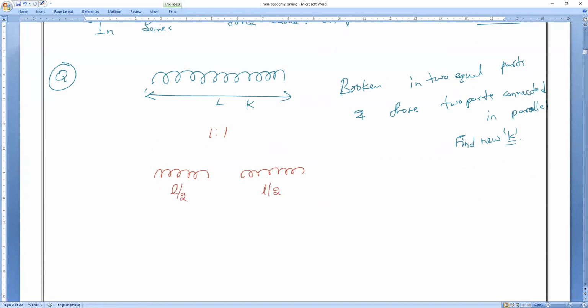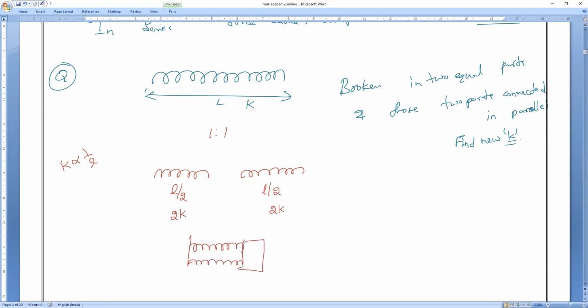If the length becomes half, what about the spring constant? Yesterday we studied that spring constant is inversely proportional to length. If L becomes half, the spring constant will become double, 2K. Here also the spring constant will become 2K. Now both are attached in parallel.